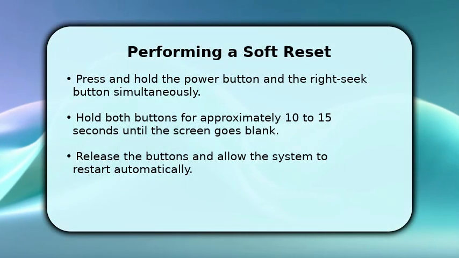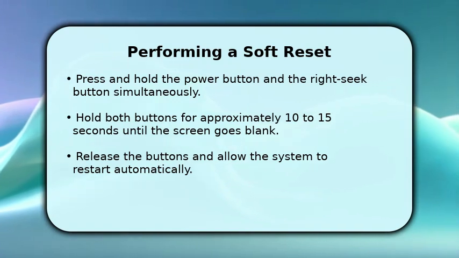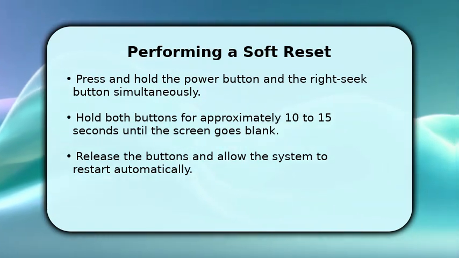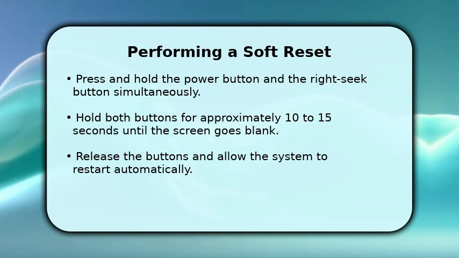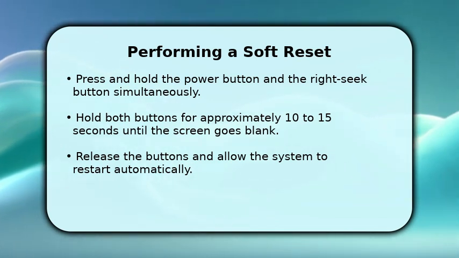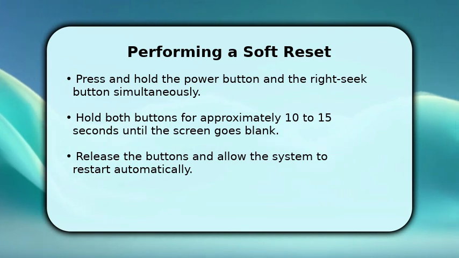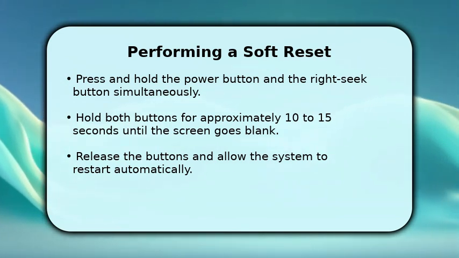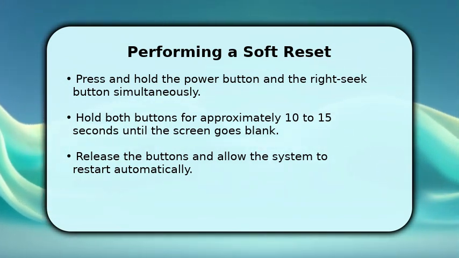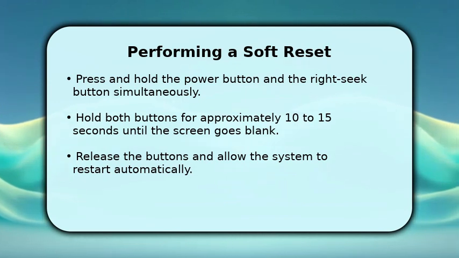To perform a soft reset, locate the power button and the right seek button on your Expedition's infotainment system. Press and hold both of these buttons down at the same time. Keep holding them for about 10 to 15 seconds or until the screen completely turns off. Once the screen goes blank, you can release the buttons and let the system reboot itself. This usually takes a minute or two.